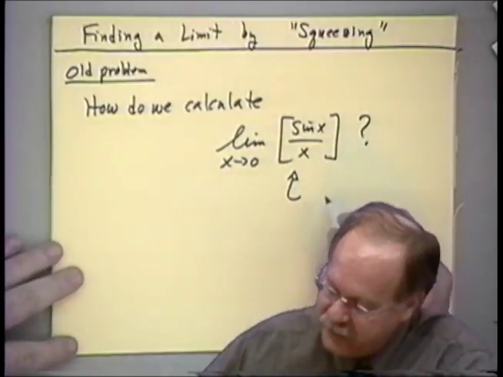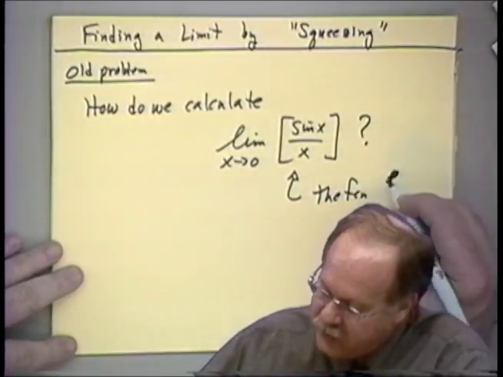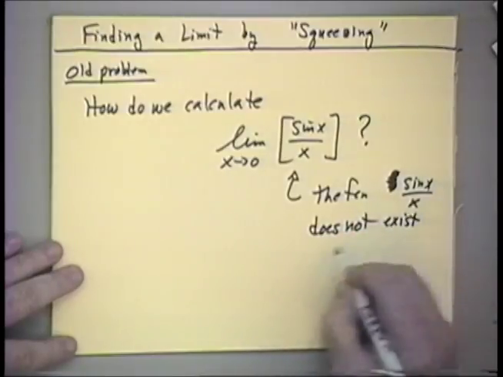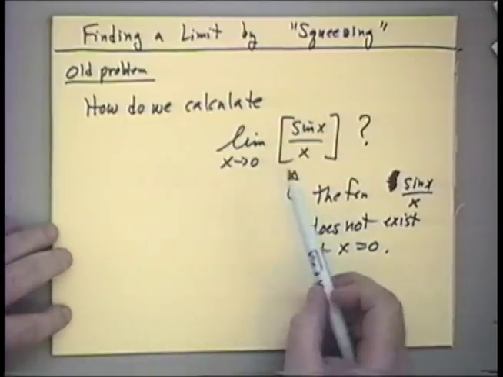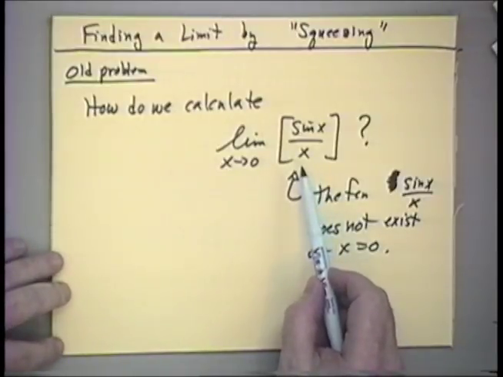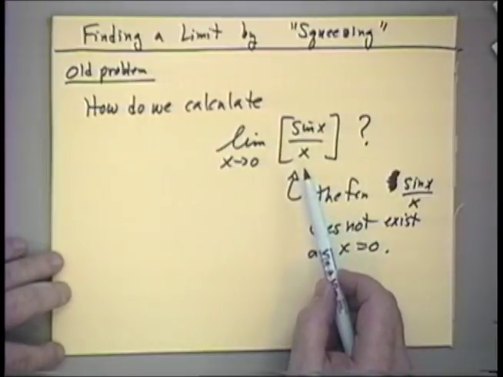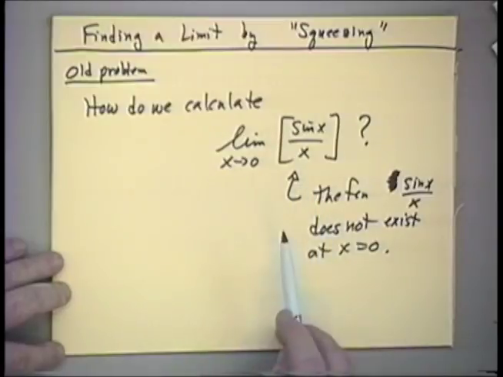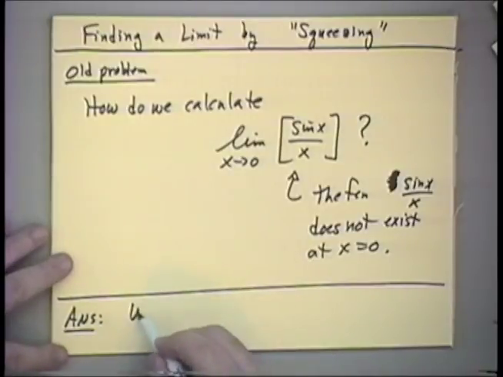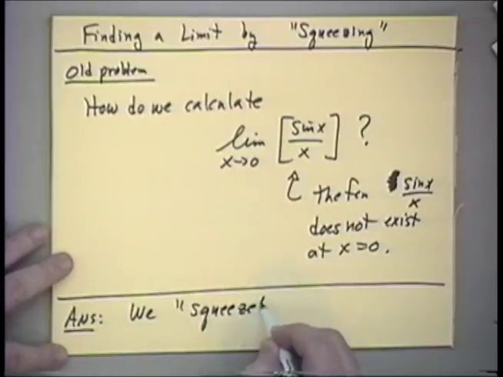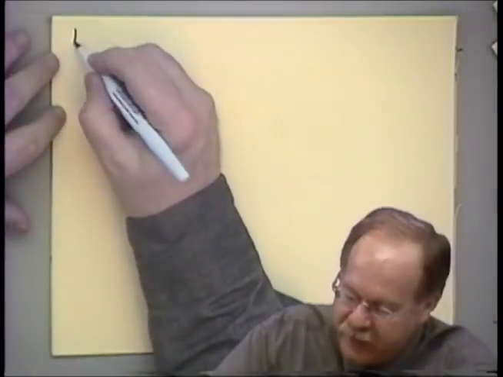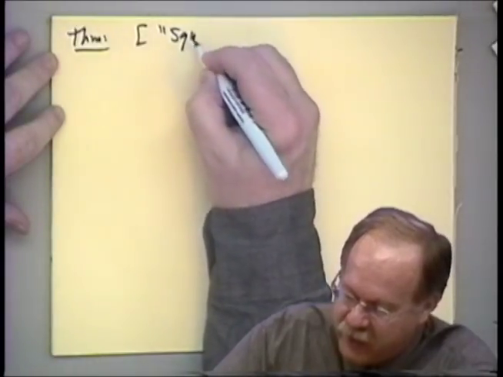Now, the problem here, of course, is that the function, which is sine x over x, does not exist at x equals 0. So we cannot just substitute in 0 and hope to get a limit here. That simply doesn't exist. However, as we saw once before, if we look at the graph of this, this suggests that there is a limit there and that we ought to be able to find it. But how do we calculate it? Our previous techniques don't really help. The answer here, which is one possible answer, is we squeeze. I will do this example later, but let's go ahead and look at the theorem that allows us to do this, named appropriately enough, the Squeezing Theorem.